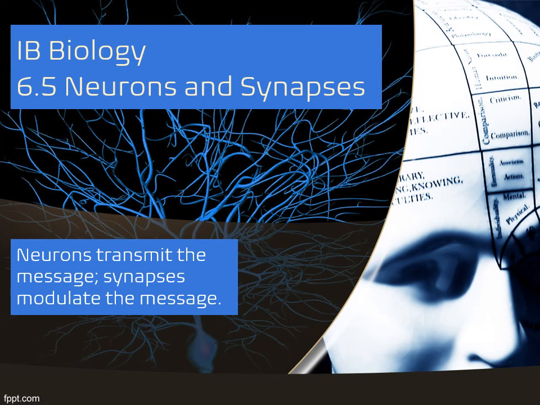And welcome to our video lecture on topic 6.5, neurons and synapses. Our essential understanding for today: neurons transmit the message and then synapses modulate the message. We're going to talk a lot about what neurons are and what synapses are in this lecture.